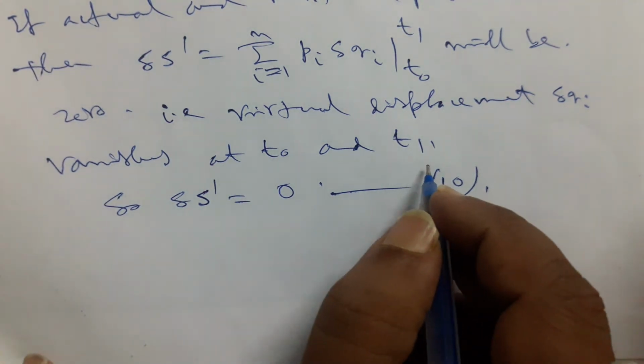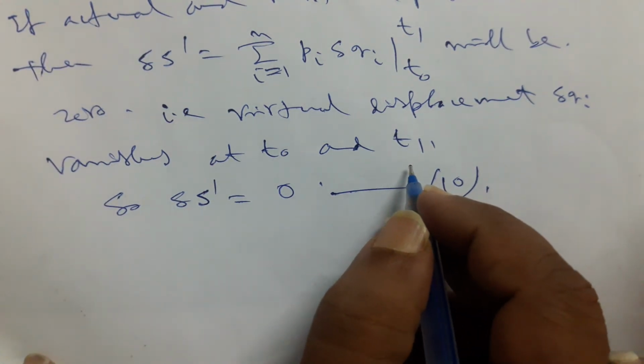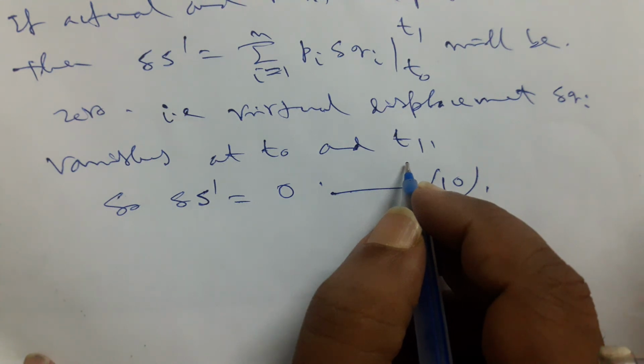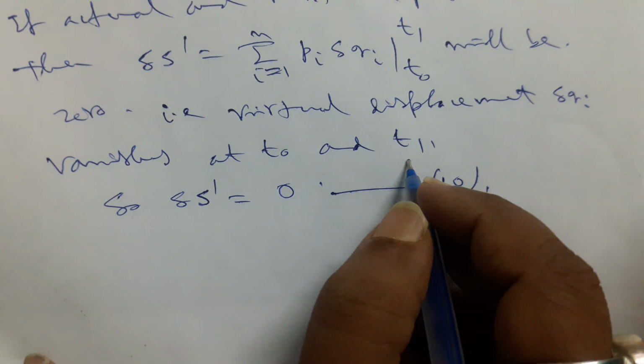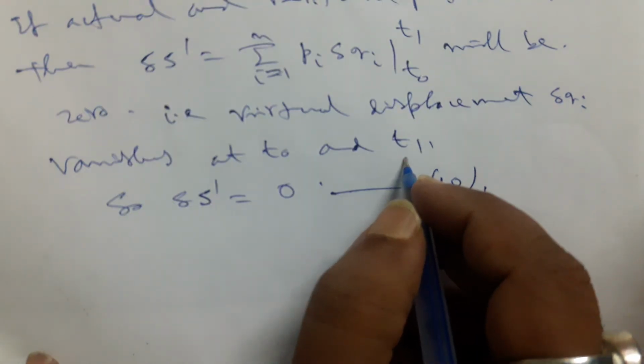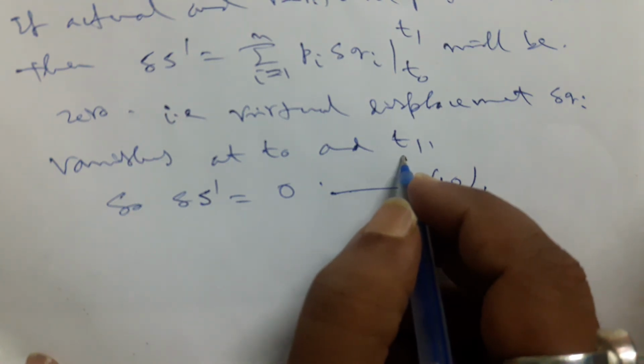Now here this S dash, that we derive, is the action of path S, which is also a functional, and we discussed already the property of the variation of the functional, and it will be 0 if the initial and final time variations are 0.